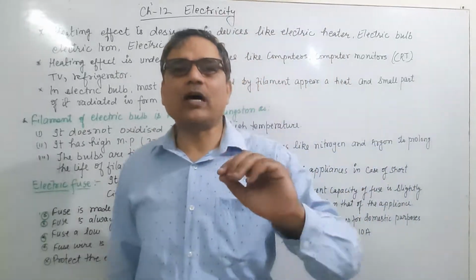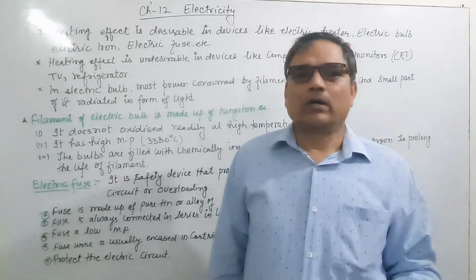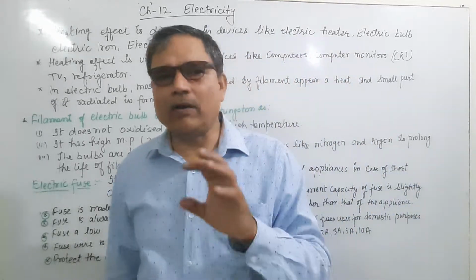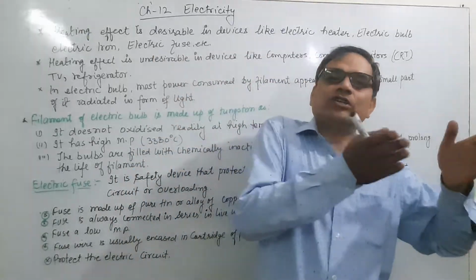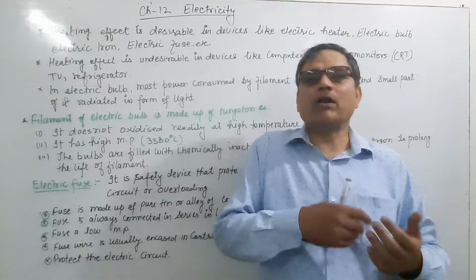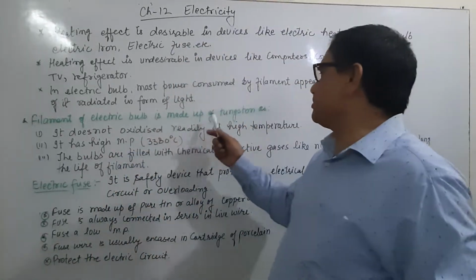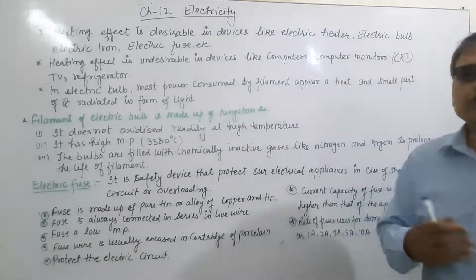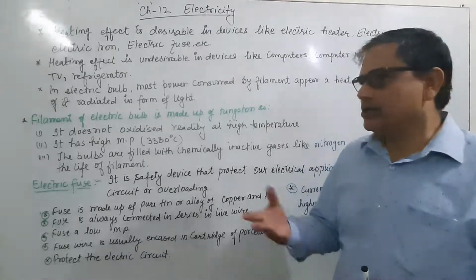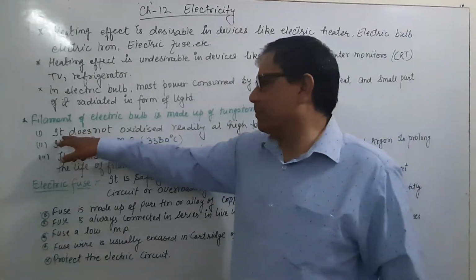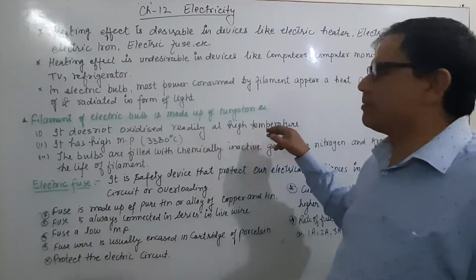The bulb which we are using in our houses has a filament which consumes a large amount of power that changes into heat, but radiates a small amount of energy in the form of light. The filament of the bulb is made of tungsten, which you know very well and was already discussed at the start of the chapter. It does not oxidize readily at high temperature.